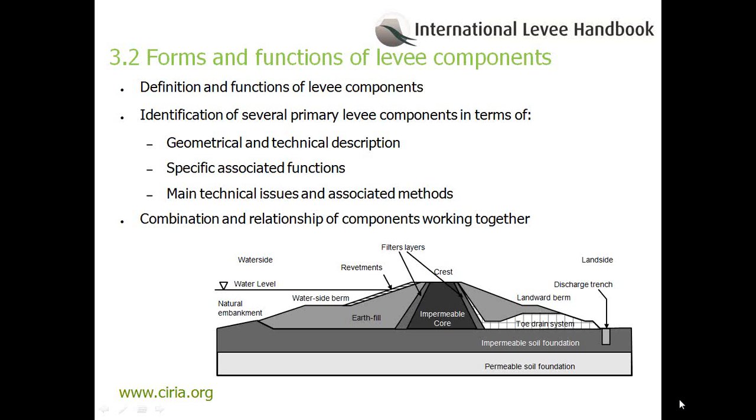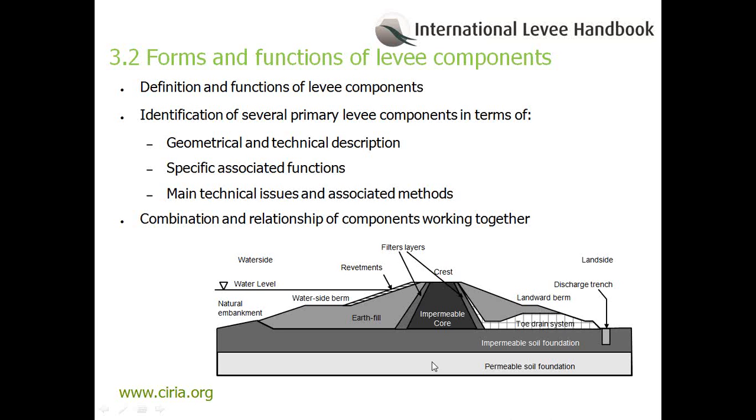Section 3.2, Form and Functions of Levee Components, focuses on the definition of the levee component and the functions that the components must perform in order to ensure the reliability of the levee. The identification of several main components of the levee in terms of their geometric and technical description, the specific associated functions of each, and the main technical issues and associated methods. Also outlined in this section is the combination of components working collectively for the integrity of the levee, as well as the relationships between components and functions, which are summarized within the section of the ILH.